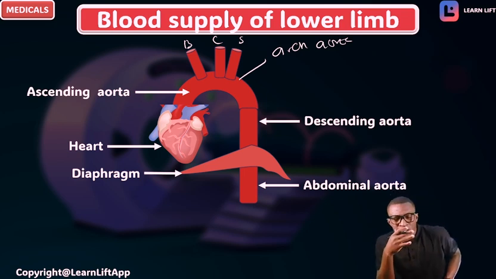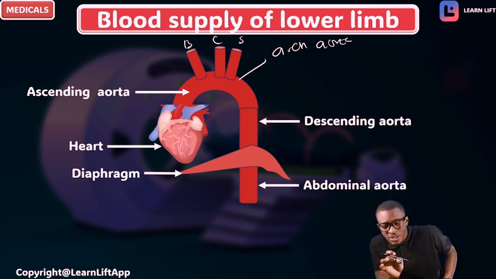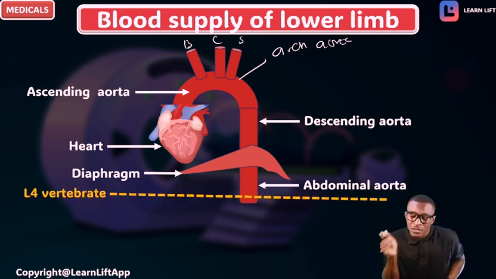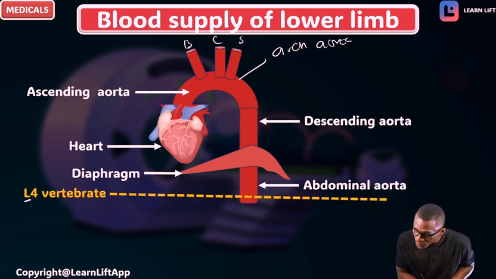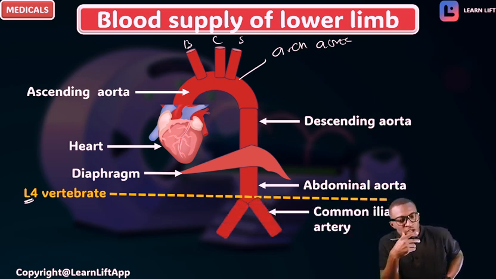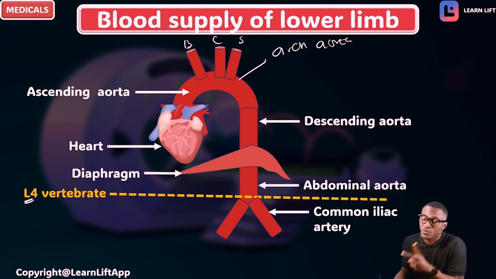Do you understand that? If you say you understand that, take note that at the level of lumbar 4, that's the L4 vertebrae, which is a major landmark, the abdominal aorta is going to split into 2. Now look at it, the L4. At the L4 vertebrae, the abdominal aorta is going to split into 2 to give what we call the common iliac artery. But there are 2 now.